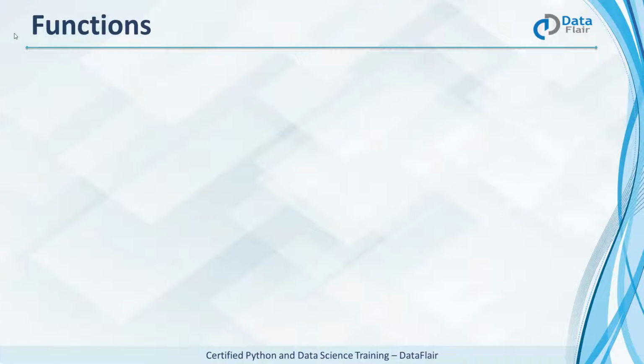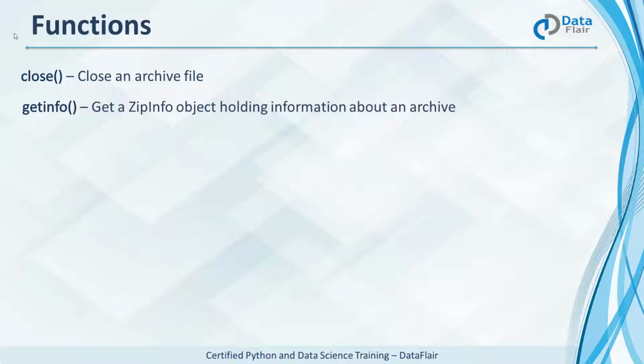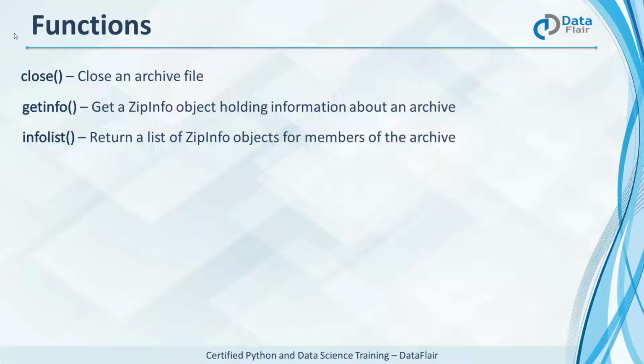The ZipFile class has the following functions. Close closes an archive file to make sure the records are written. Getinfo gets information about an archive. It gets this as a ZipInfo object. Infolist returns a list. This holds one ZipInfo object for each member of the archive. And Namelist gets us a list of the names of all the members of the archive.